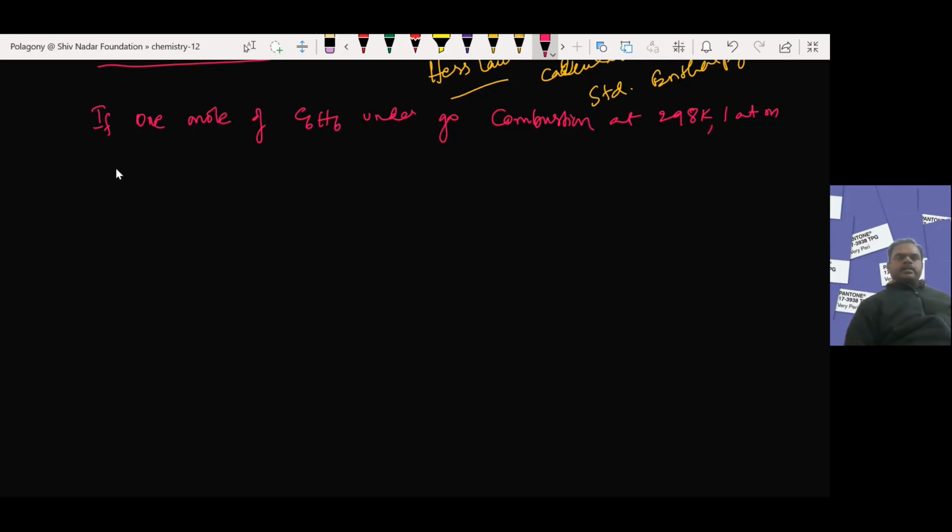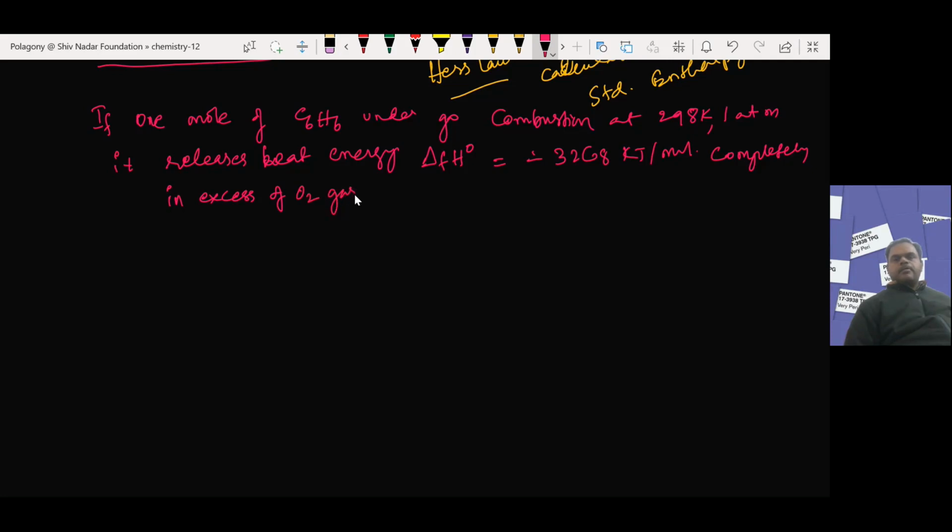it releases energy. I'm writing heat energy equal to -3268 kilojoules per mole. We get this energy when it burns completely in excess of oxygen gas. Since it is a combustion, it produces CO2 gas and water, H2O gas.